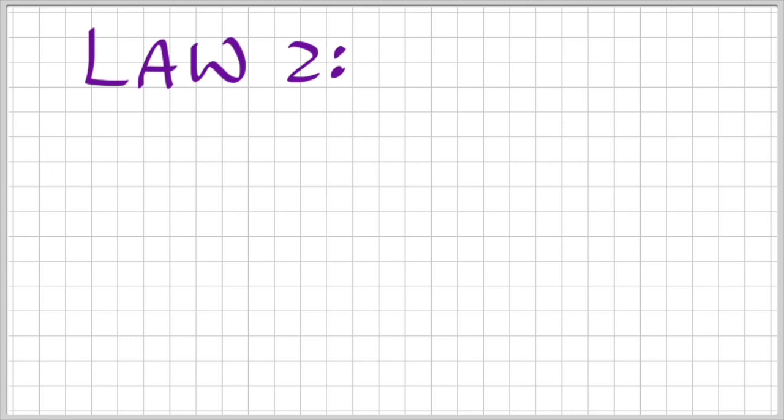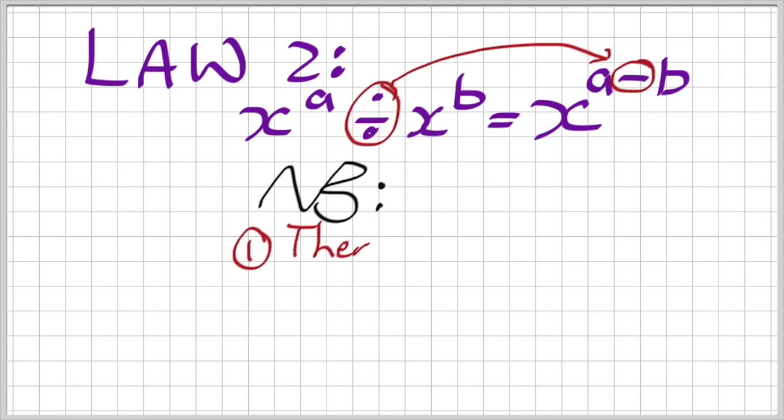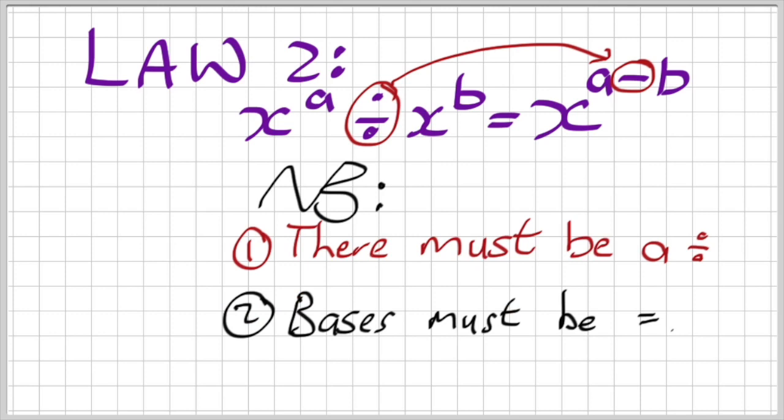So what does law 2 actually say? Law 2 says, if I have two powers, x to the power of a divided by x to the power of b, I can simply subtract the second exponent from the first exponent. So in other words, it becomes x to the power of a minus b. So very important. If I divide the same bases, then I subtract the exponents. There's the shortcut. There's the law. But there must be a divide, and there must also be the same base. It cannot be different bases, because then things don't divide away anymore.